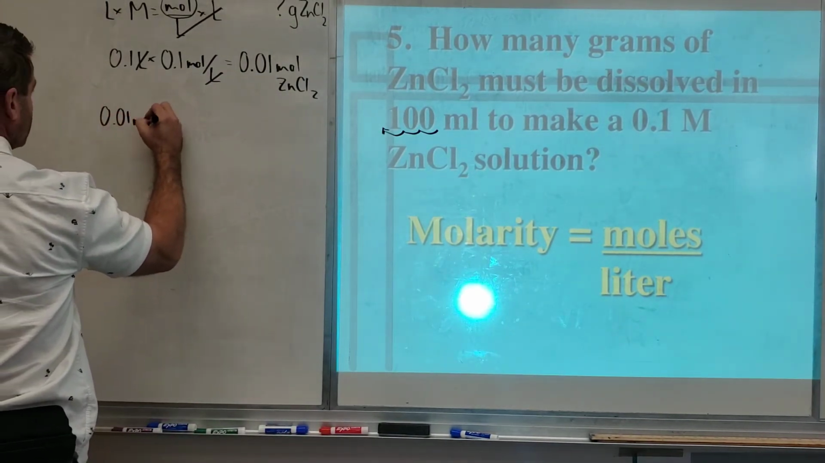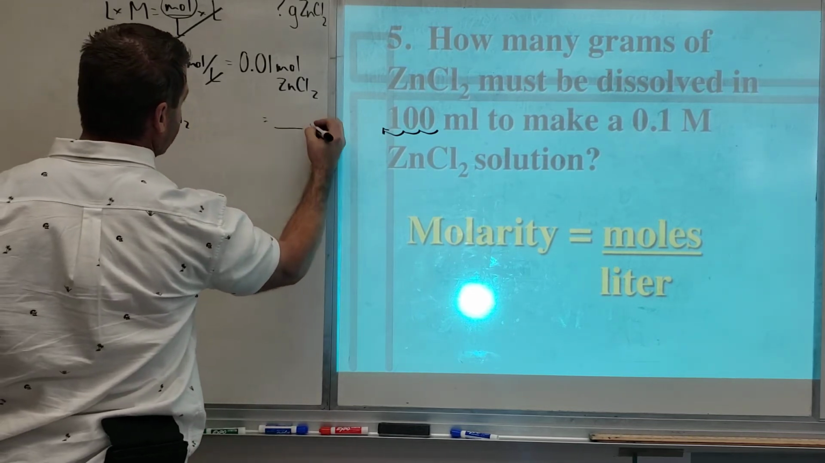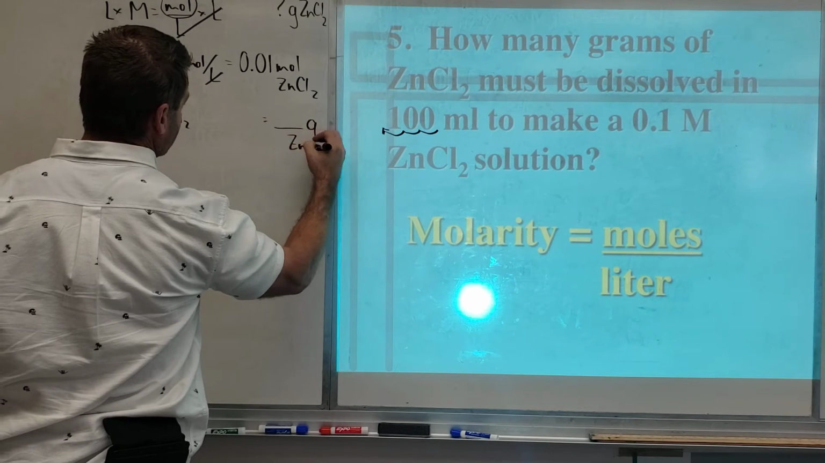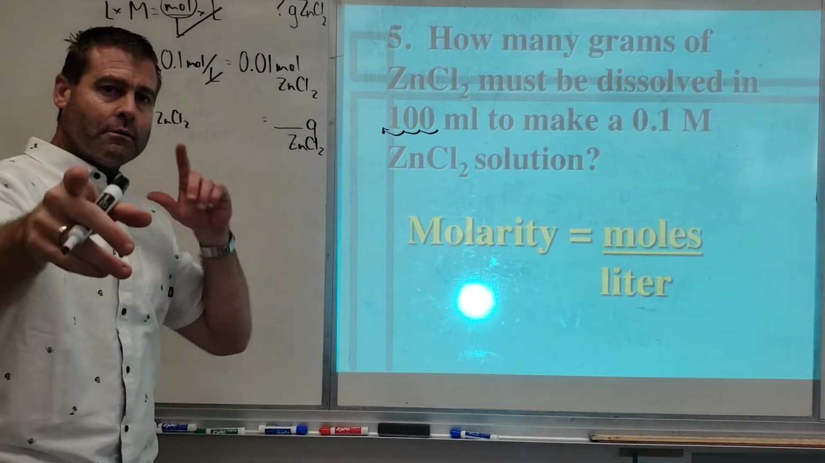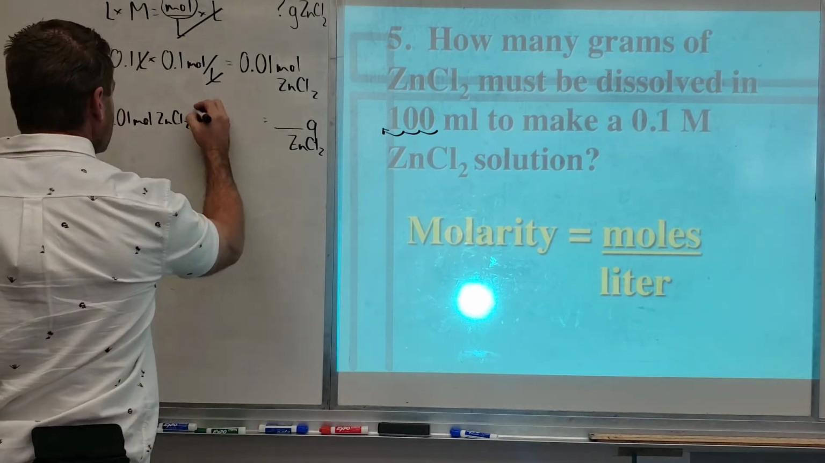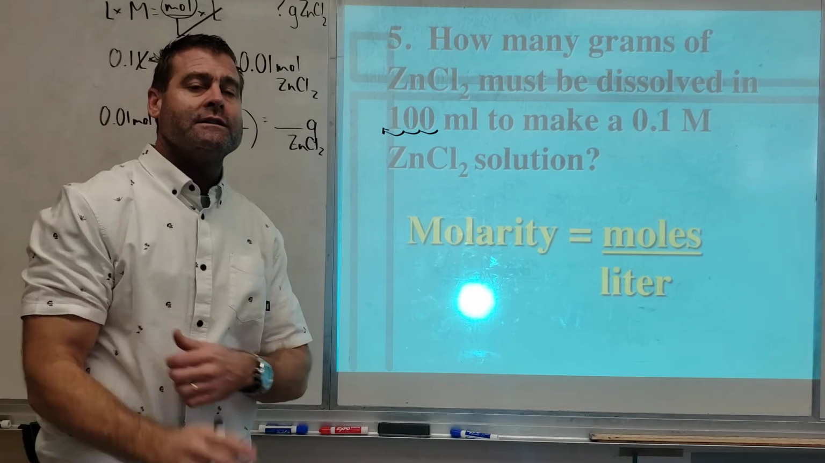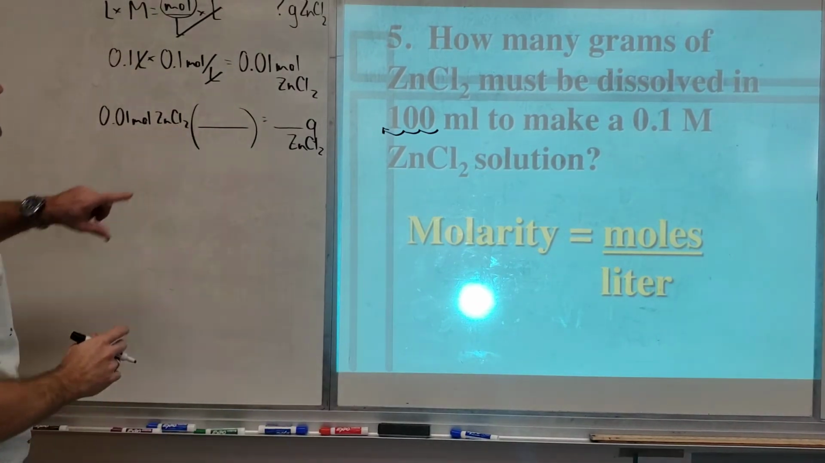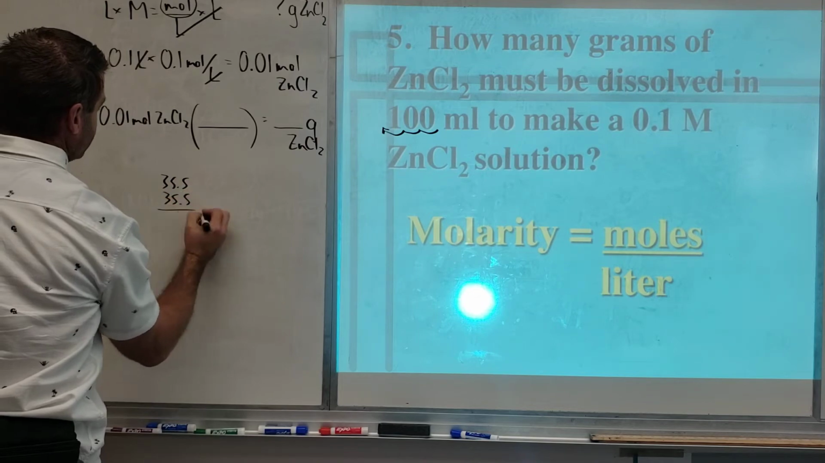0.01 moles of zinc chloride. And then what do I want to do? I want to figure out how many grams of zinc chloride that is equivalent to. Once again, I'm going to go from moles to grams. You guys remember what the link is? It's the molar mass. So I'm going to look up the molar mass. And you know what? I remember chlorine. Chlorine is 35.5. So if there's two of them, that's going to be 71.